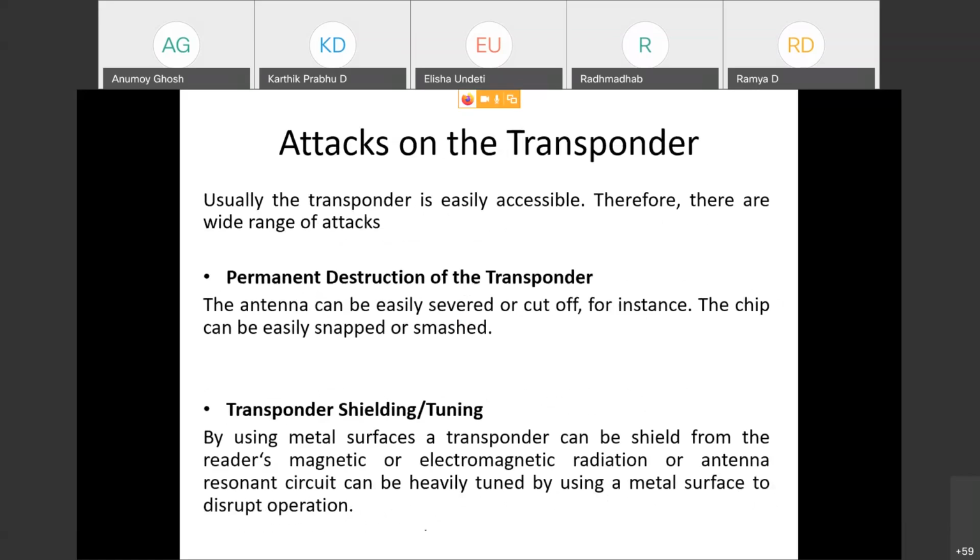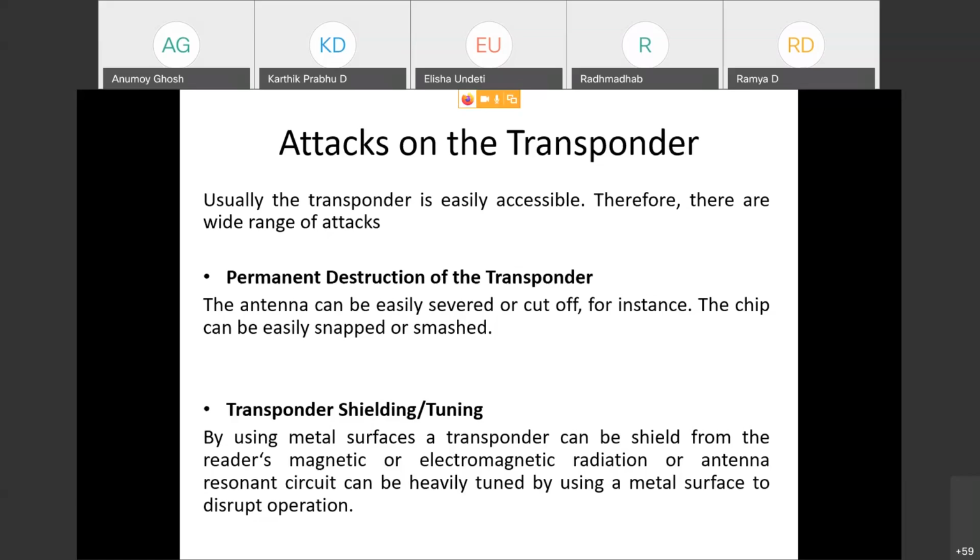Attacks on the transponder means it is solely concentrated on the tag part. First is the permanent destruction of the transponder, or the permanent destruction of the tag. One of the important things of a tag is an antenna, which is incorporated along with the semiconductor chip. It may happen that the antenna is severely damaged or cut off. Now if the antenna is designed for 2.4 gigahertz response, it will not be able to capture signal at 2.4 gigahertz. So the tag is damaged, the reader cannot detect the tag, and hence the reader cannot control the vehicle which has the tampered tag.